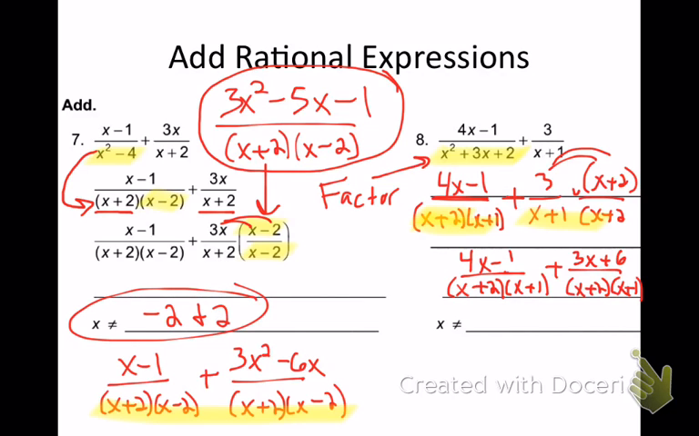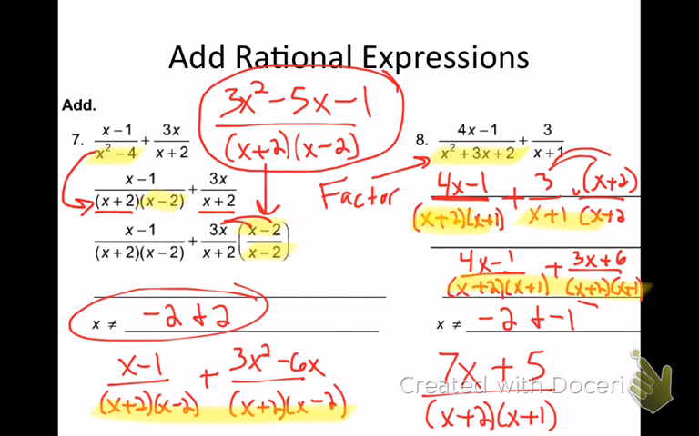And now I combine like terms. What's 4x plus 3x? 7x. Negative 1 plus 6? 5. So it's 7x plus 5 all over... My denominators are going to stay the same. X plus 2, x plus 1. And I'm going to state x cannot equal what values here? What can x not equal? Negative 2 and negative 1. Nice job. There's your answer right there.